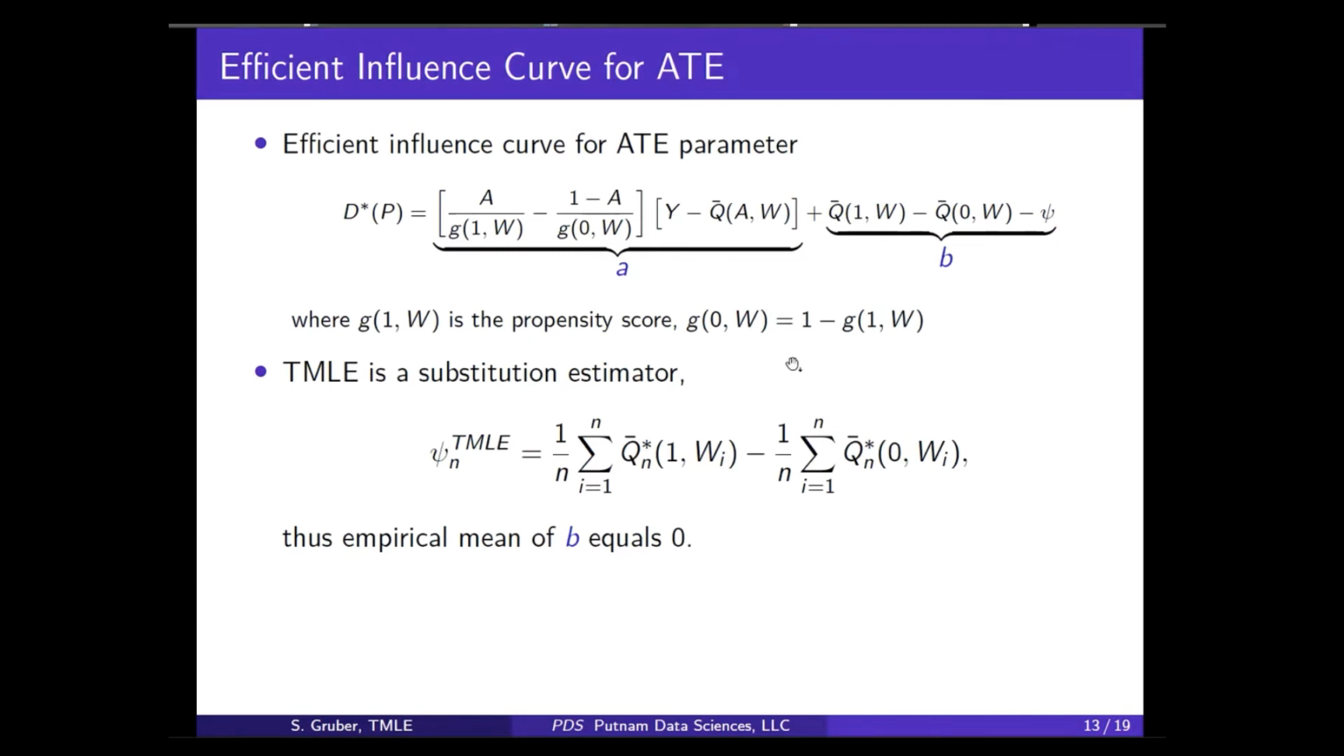I told you in the beginning, we want this thing to have mean 0. If we can arrange for this to have mean 0, then we will have solved that the empirical mean of the efficient influence curve is zero. And that means that our estimate psi n, when we solve this thing, is going to be the best we can do in these data when we get the outcome model right and the propensity score right.